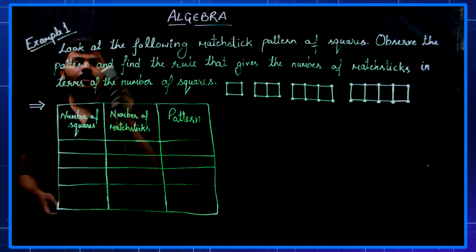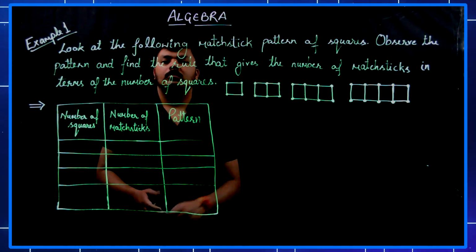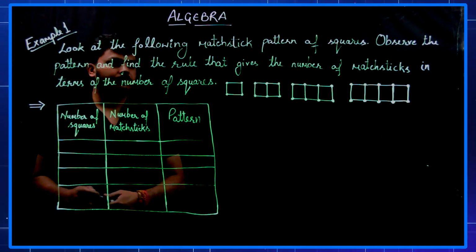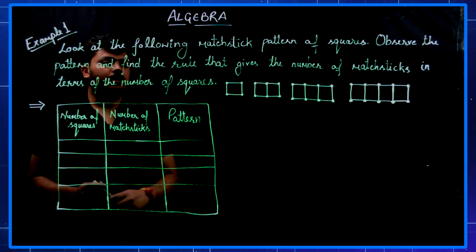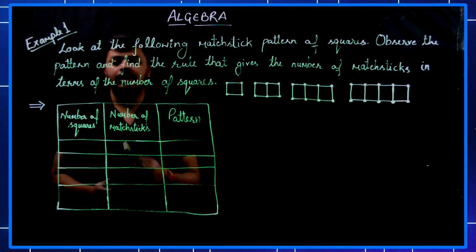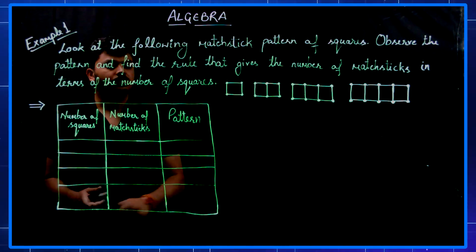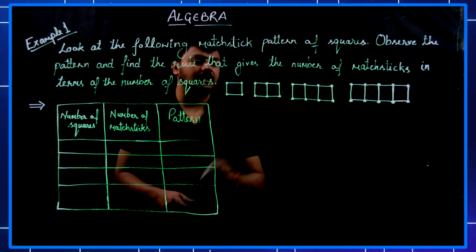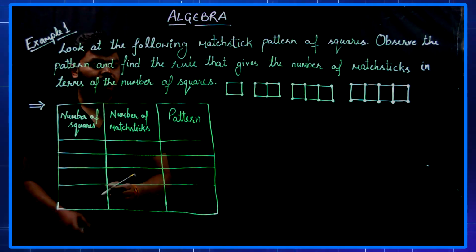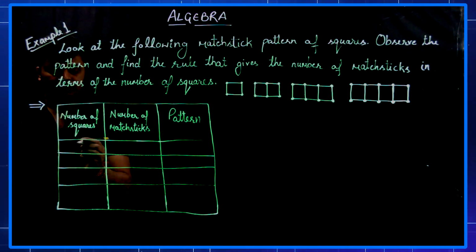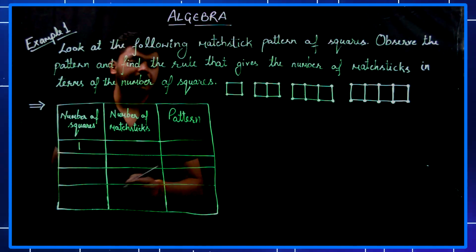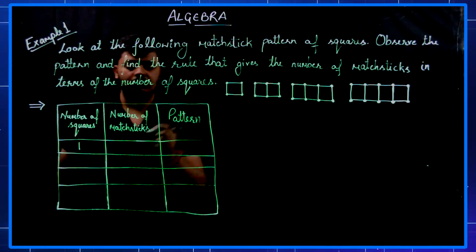Example 1. Look at the following matchstick pattern of squares. Observe the pattern and find the rule that gives the number of matchsticks in terms of the number of squares. So here is a pattern of matchsticks in the form of squares. First of all, let's look at our first figure in the given series. The number of squares is 1 and the number of matchsticks is 1, 2, 3, 4.